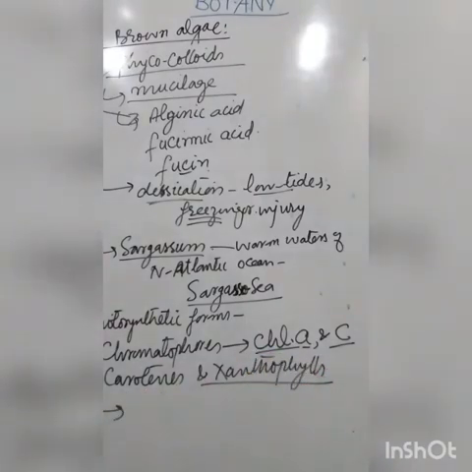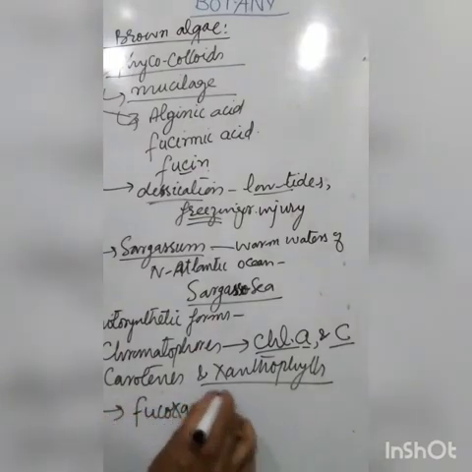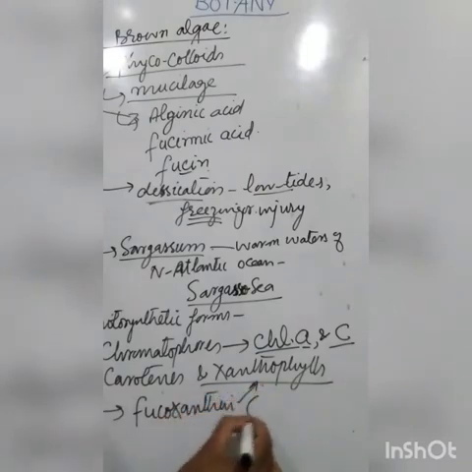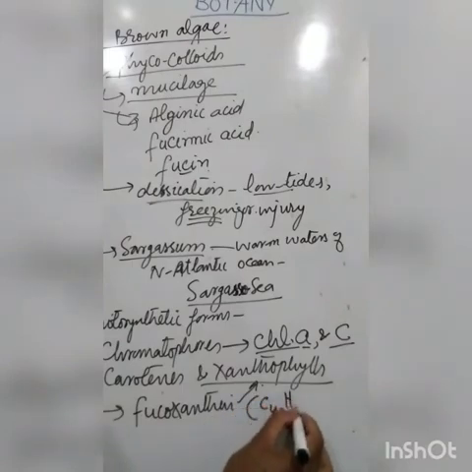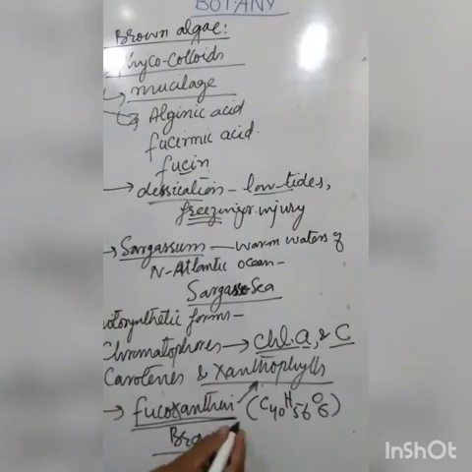Carotenes and xanthophylls. And one of the xanthophylls is fucoxanthin. If you remember, it is chemically C40H56O6. It is brown in color, and it is abundantly found in the brown algae, so it provides the brown color to the algae. So you have to remember, it is fucoxanthin. It is brown in color.